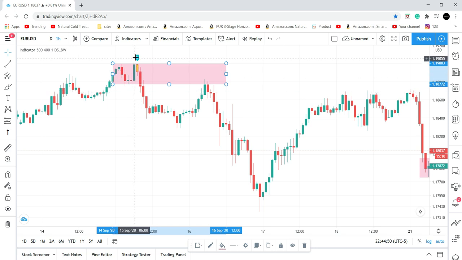Also, you can change the colors, and you can turn things on. Right now, price is going down, so I only have supply turned on, but if price goes up, I can turn on demand. So that's the good thing about this indicator. It will help you understand supply and demand a lot better, and it will help you train your brain to find these zones. So this is what I love about this indicator.